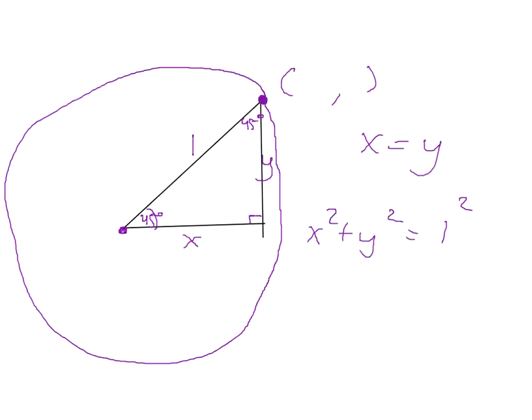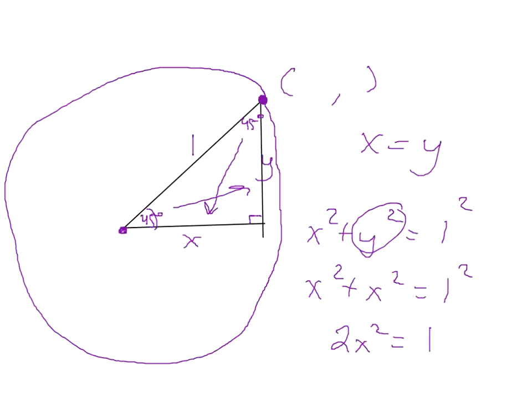Exactly. Our x is the same as our y. They're exactly the same because this one's across from the 45 and this one's across from the 45. So instead of saying y squared, I'm going to replace it with x squared. So 2x squared equals 1. Divide by 2. X squared equals 1/2.